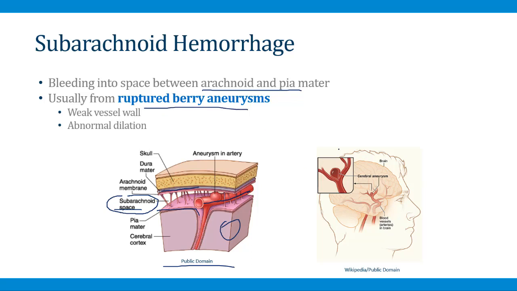A berry aneurysm is shown here in this picture. It gets that name because it looks like a berry. It's a weakening of the vessel wall with abnormal dilation, and when patients develop these and they rupture, that causes bleeding into the subarachnoid space and a subarachnoid hemorrhage.